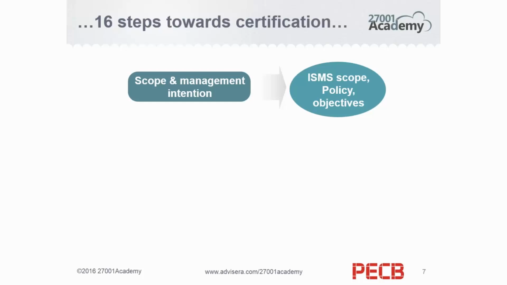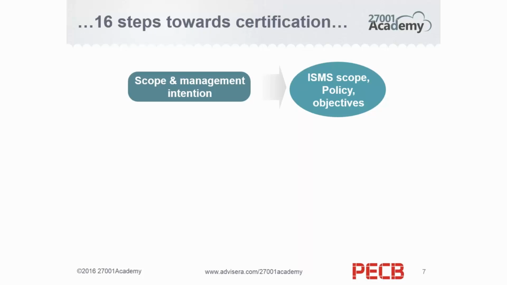Okay, the next step is to define the scope of the implementation and the, let's say, management intention. First of all, you have to define the so-called ISMS scope: whether you're going to implement the standard in your whole company, or only in one part of your company. For instance, if you're a smaller company, like 20 employees in one location, of course the scope of your implementation should be your whole company.